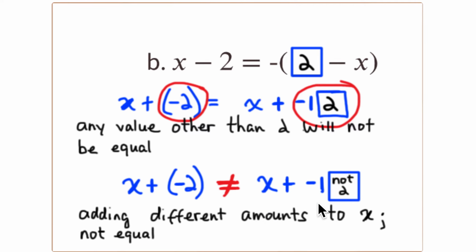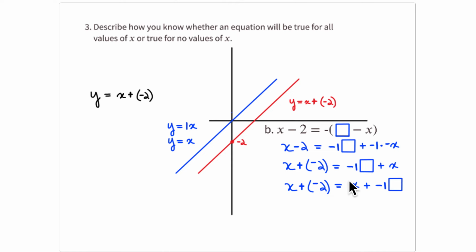Okay, the next problem. This problem, when we worked it out, we figured out that you had to put 2 in here to make both sides of this equation equal to each other. So choosing any value other than 2 will not be equal. So if I choose something that's not 2, then the left side will not be equal to the right side. So again, let's choose the simplest thing, which is 0. 0 is not 2, so choose 0.